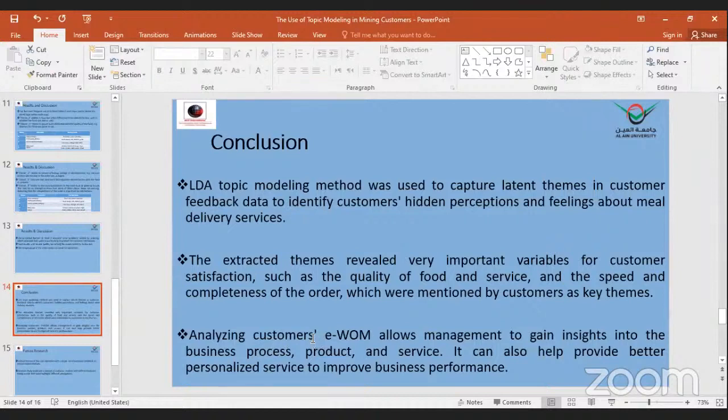Analyzing customers' electronic word of mouth allows management to gain insights into the business process, product and service. It can also help to provide better personalized services to improve business performance.